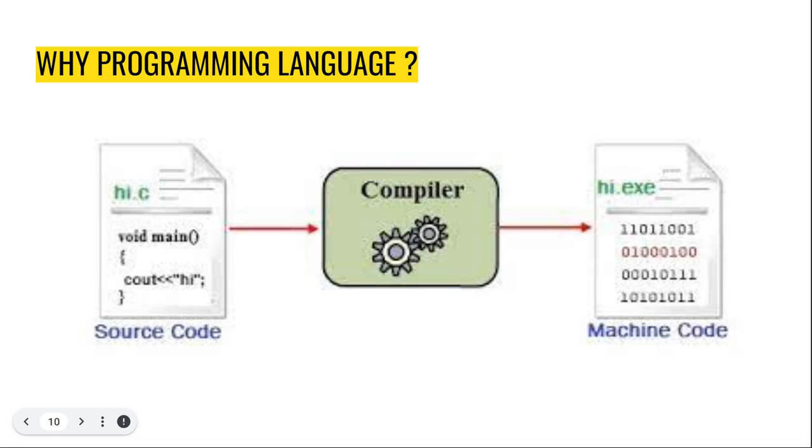Why do we need a programming language like C to write programs? Till now we understood that if you want to perform any task with the computer, we need to give instructions to the computer in the form of a program. But the computer understands instructions as zeros and ones. So that is the language understood by the computer, which we call the machine code. It understands only zeros and ones.